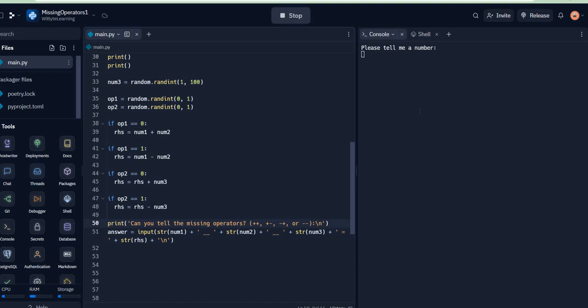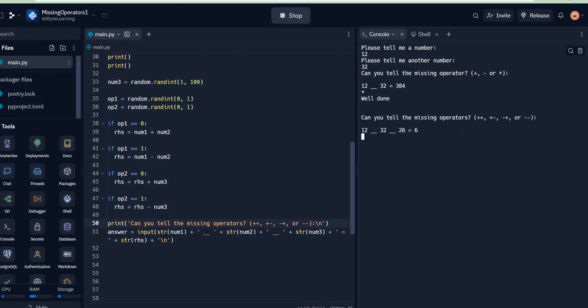So if I run this now, let's say 12, say 32. Notice there's a gap now between these two, which makes it a bit easier to read. So this has to be multiply. Can you tell me the missing operators now? It's formed the question for me. In this case, 12 plus 12 minus 32 is minus 20, plus 6 is 26. Plus 26 is 6, so it's minus and plus. So you can answer this minus and plus. Obviously, it doesn't matter right now.